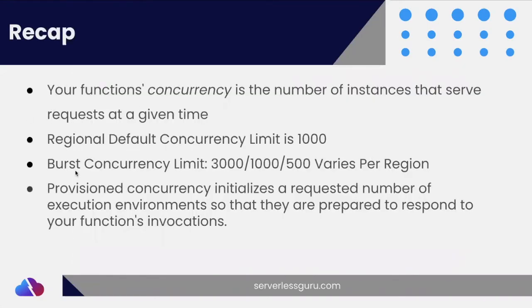So, a quick recap. We learned these things during this talk. Your function's concurrency is the number of instances that serve requests at a given time, and there's a regional limit, a default concurrency of 1,000. There's another limit put in place by AWS, called the burst concurrency limit, which varies per region. And we learned what provision concurrency is and how it works.